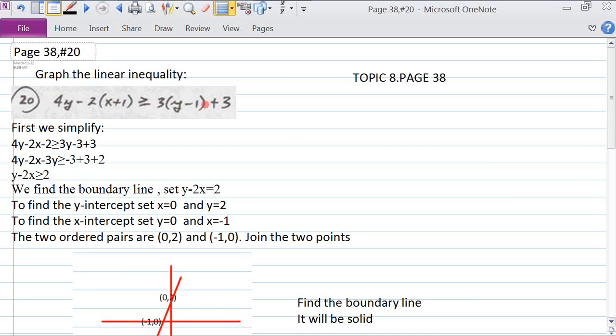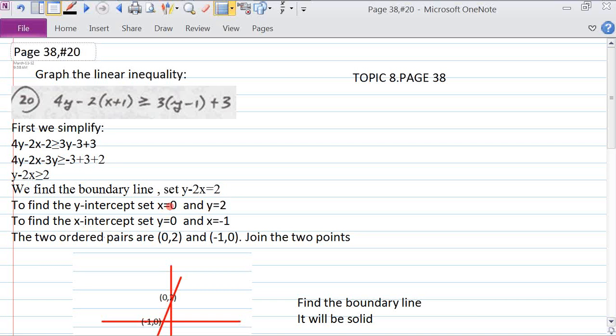We just simplified it. Because here we've got y on the right and y on the left. We've got numbers on the left and numbers on the right. We've reduced this so we have one term containing y, one term containing x, and we have a number term. Now, to find the boundary line, we set y minus 2x equal to 2. So all I've done is replace this with an equal sign.